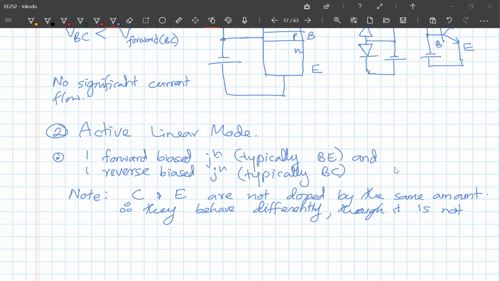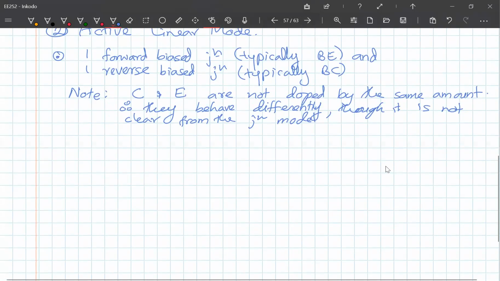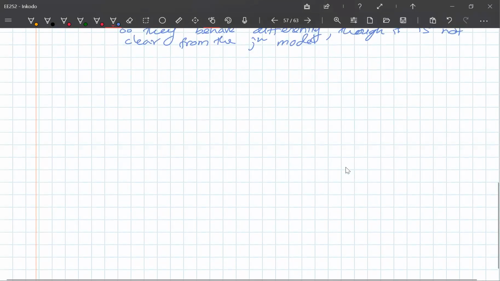So therefore, the behavior, so they behave differently, so it is not captured by the junction model. So though it is not clear from the junction model. So the forward bias base emitter junction can be modeled using the Ebers-Moll model, because it's just a forward bias junction. So it's a diode, right? It behaves like a diode.